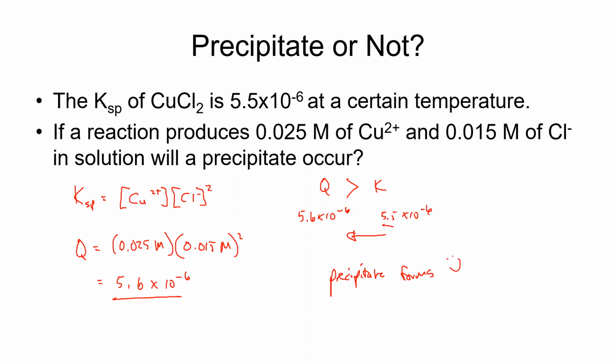You can see they're very close though, so it wouldn't be a lot of precipitate. You can just get a little weeny shift and then you'd be at equilibrium. So it might turn cloudy or just have a tiny bit of fragments that would sink to the bottom.